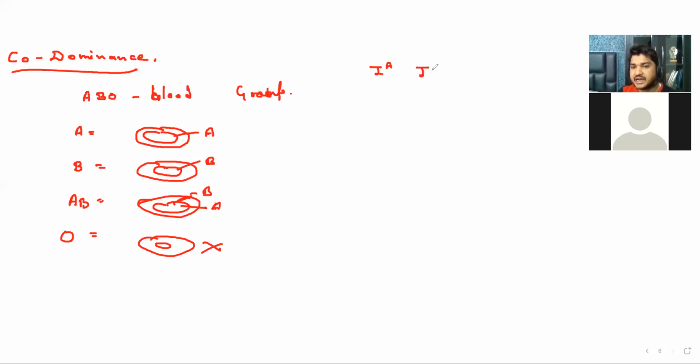You have another allele IB, and you have another which is a small i. Okay, so only three alleles are there for the blood group. If I say a person is blood group A, can you tell me how many genotypes can be there? Yes, for one character, two alleles are there.